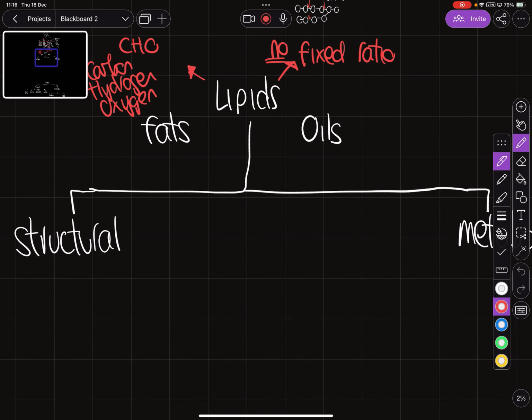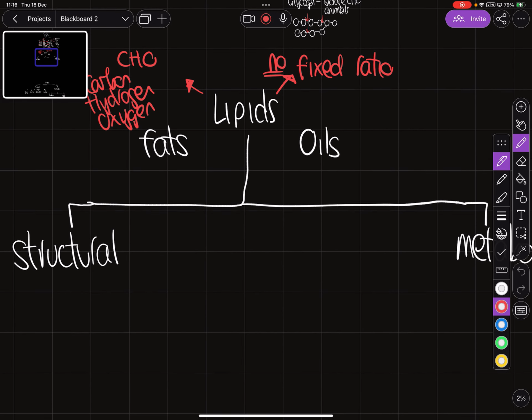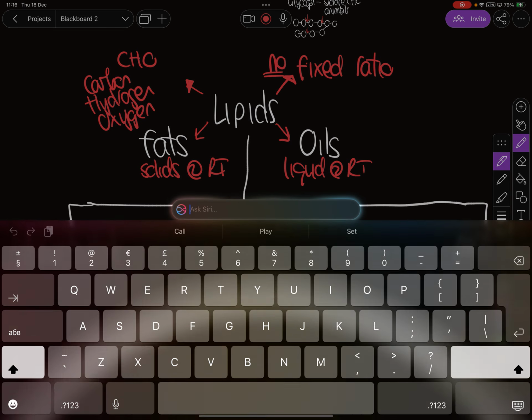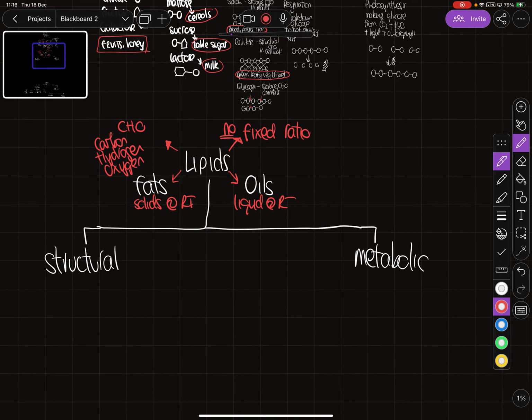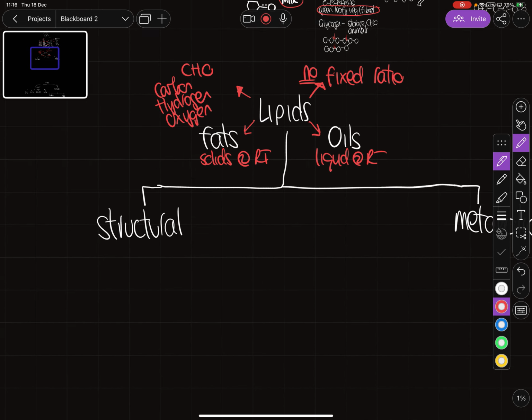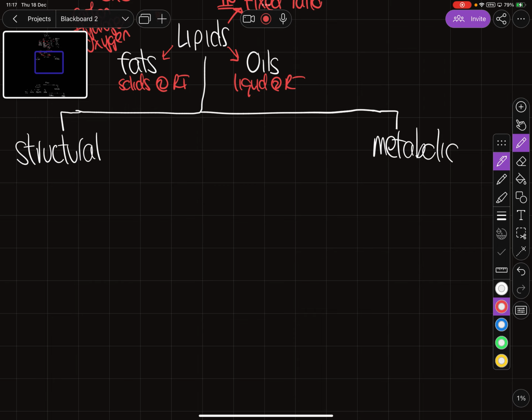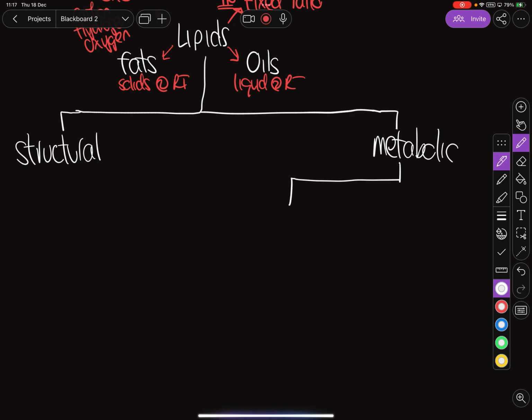And then we can subdivide lipids into what we call fats and what we call oils. So the only difference between these two things is fats are solid at room temperature and oils are liquid at room temperature. So they are two different types of lipids. Now, we're going to break it into the structural and into the metabolic. So I'm just going to go catabolic here. I am going to push that one out to the side.